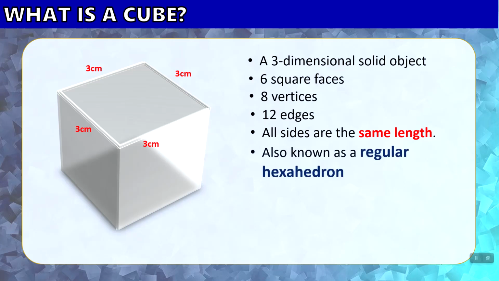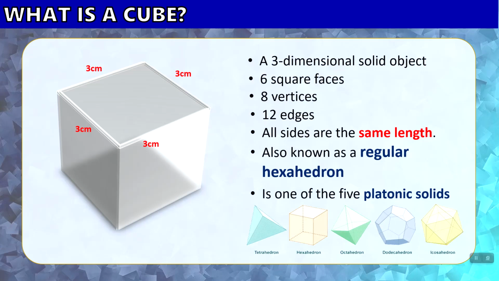This is also known as a regular hexahedron, and it is one of the 5 Platonic solids that you may learn about. Here they are listed: the 5 Platonic solids, the tetrahedron, the hexahedron, we know it as a cube, the octahedron, the dodecahedron, and the icosahedron.